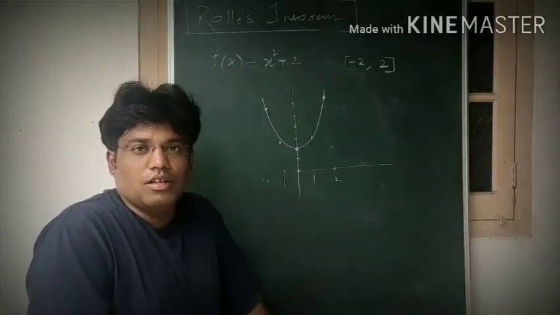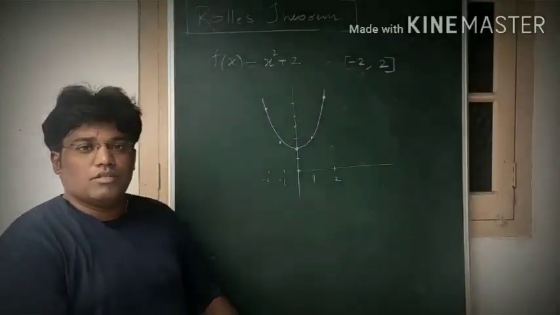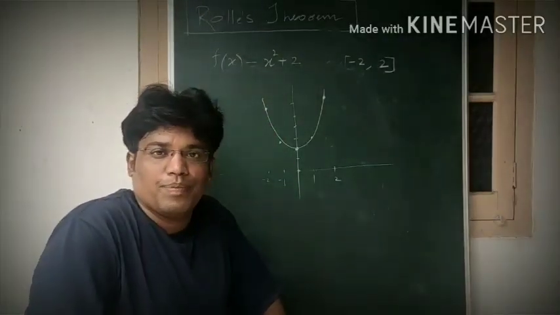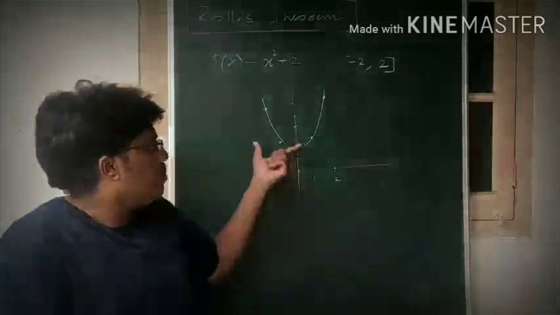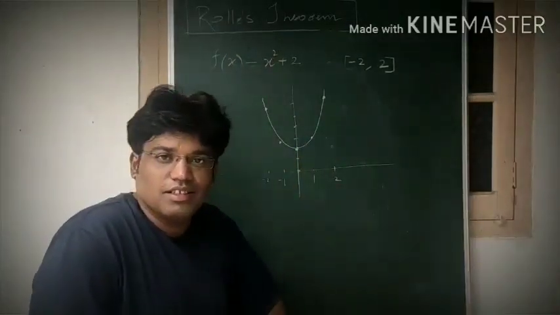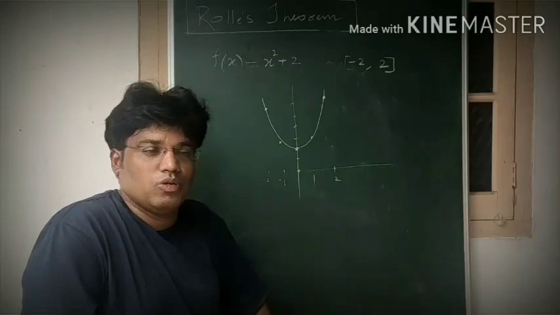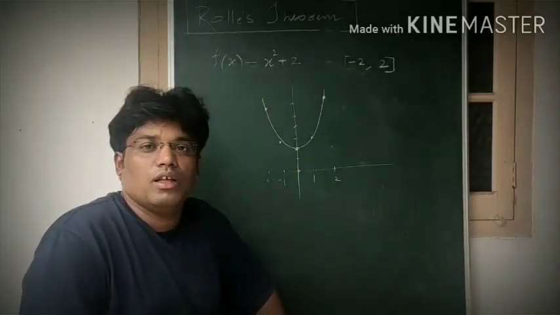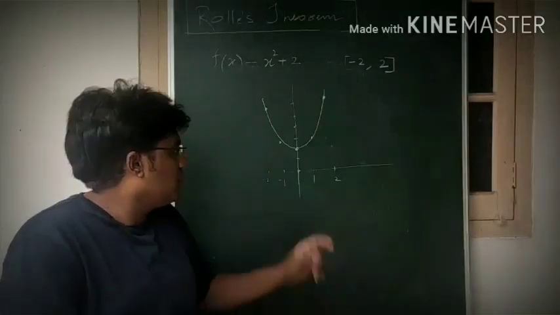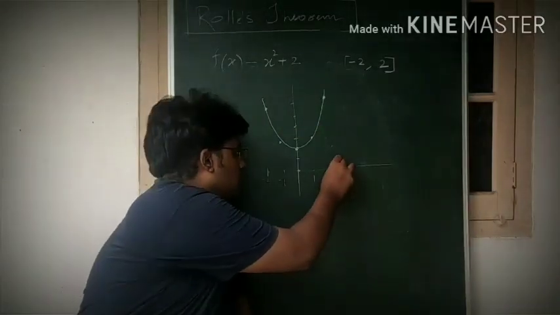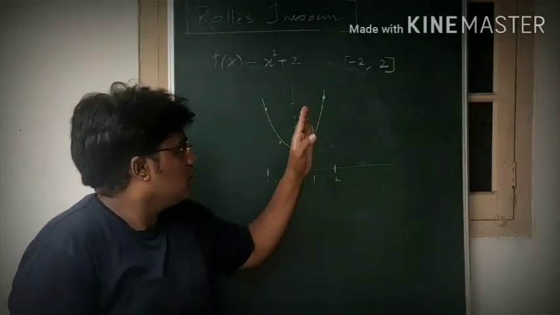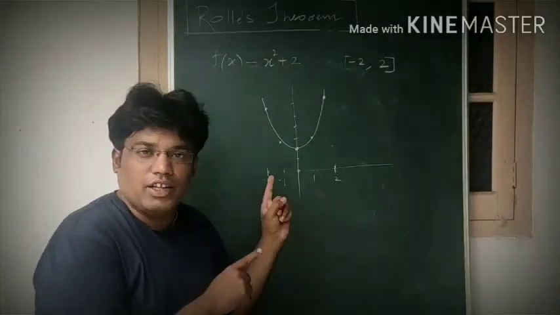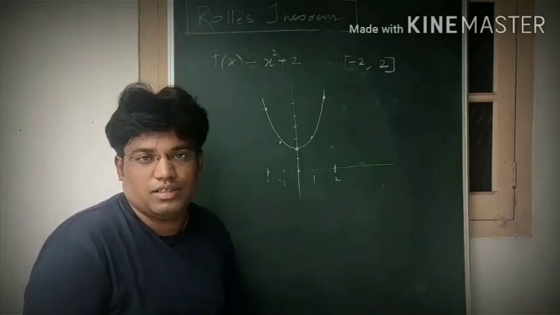Now look at the function f of x. This is a function f of x. This is the physical appearance of x square plus 2. So, what is the nature of the function from minus 2 to plus 2? Just look at the graph. Look at the curve, there is no break anywhere. Is it continuous everywhere? Definitely yes.